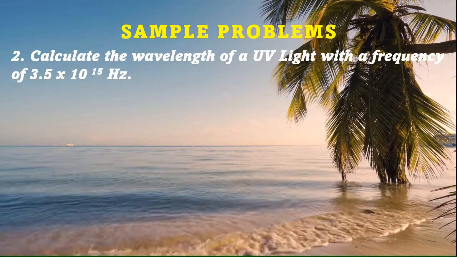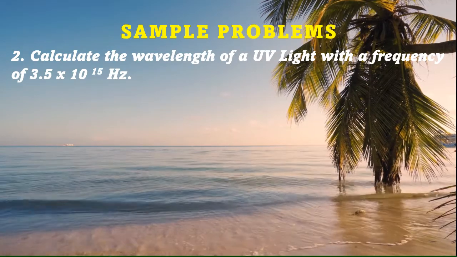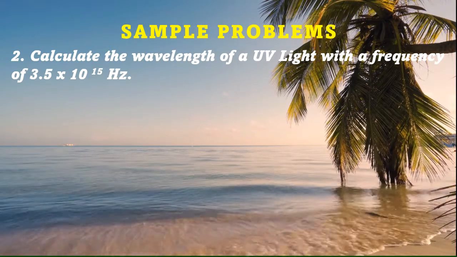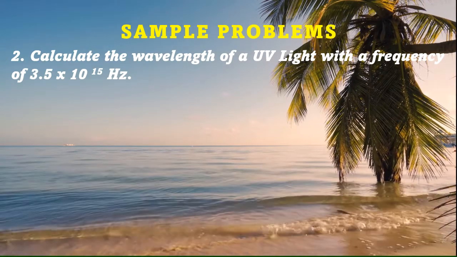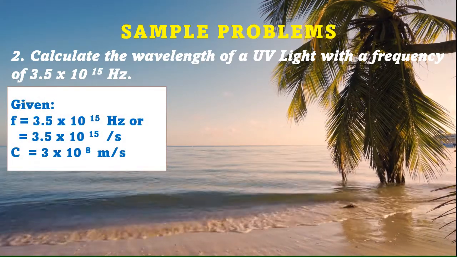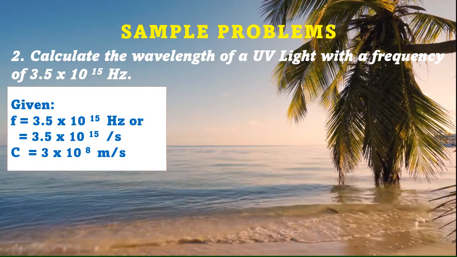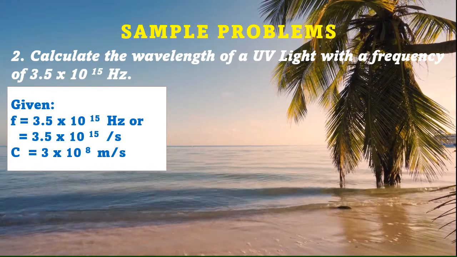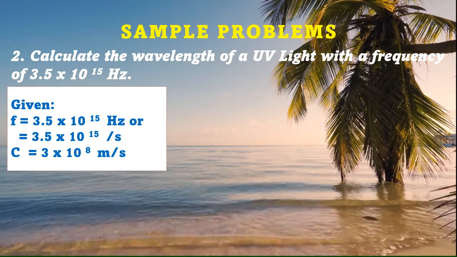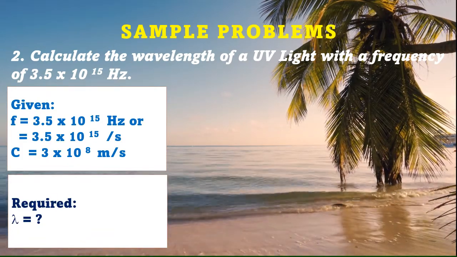Number 2. Calculate the wavelength of the UV light with a frequency of 3.5 times 10 to the 15 hertz. Again, let us use the GRESA approach. Given, frequency is 3.5 times 10 to the 15 hertz, or 3.5 times 10 to the 15 per second. And of course, the speed of light, which is constant, 3 times 10 to the 8 meter per second. Required, we are asked to solve for the wavelength.